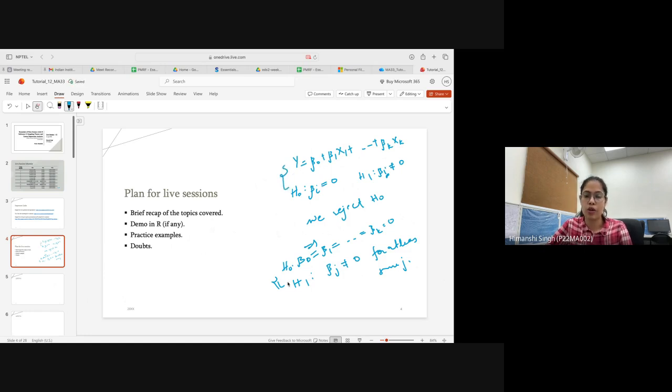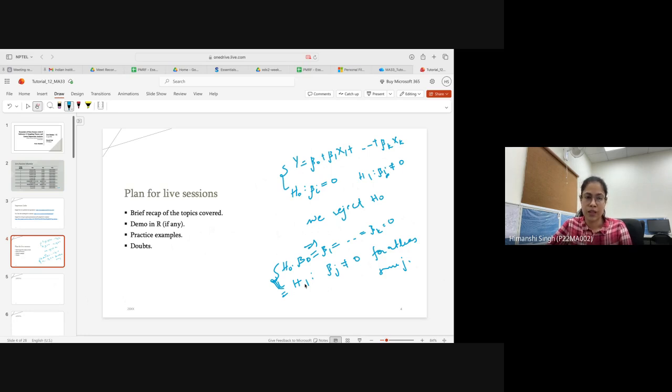Okay, so in order to check whether there is a linear relationship or not, we will consider this hypothesis. If we reject H naught, then we will say there is some linear relationship between y and some of the xj's. May not be all, but there are for sure some xj's present which have a linear relationship with y.